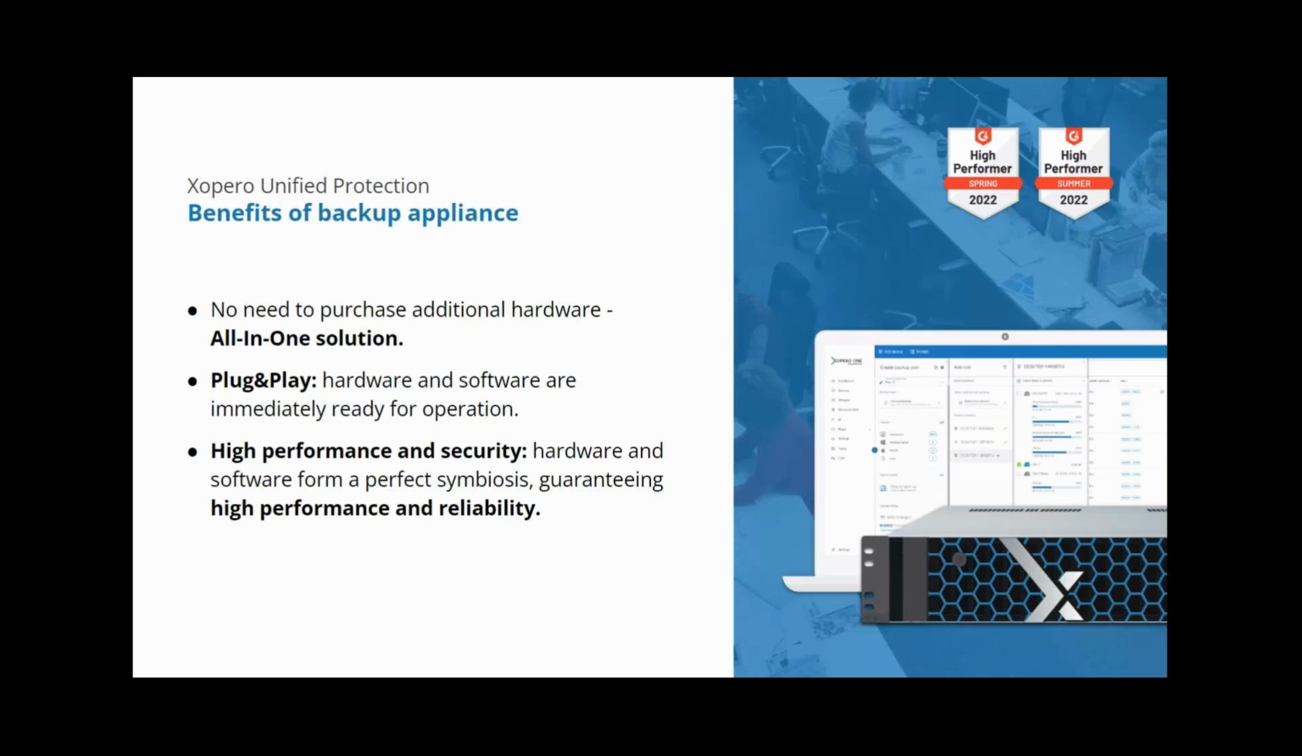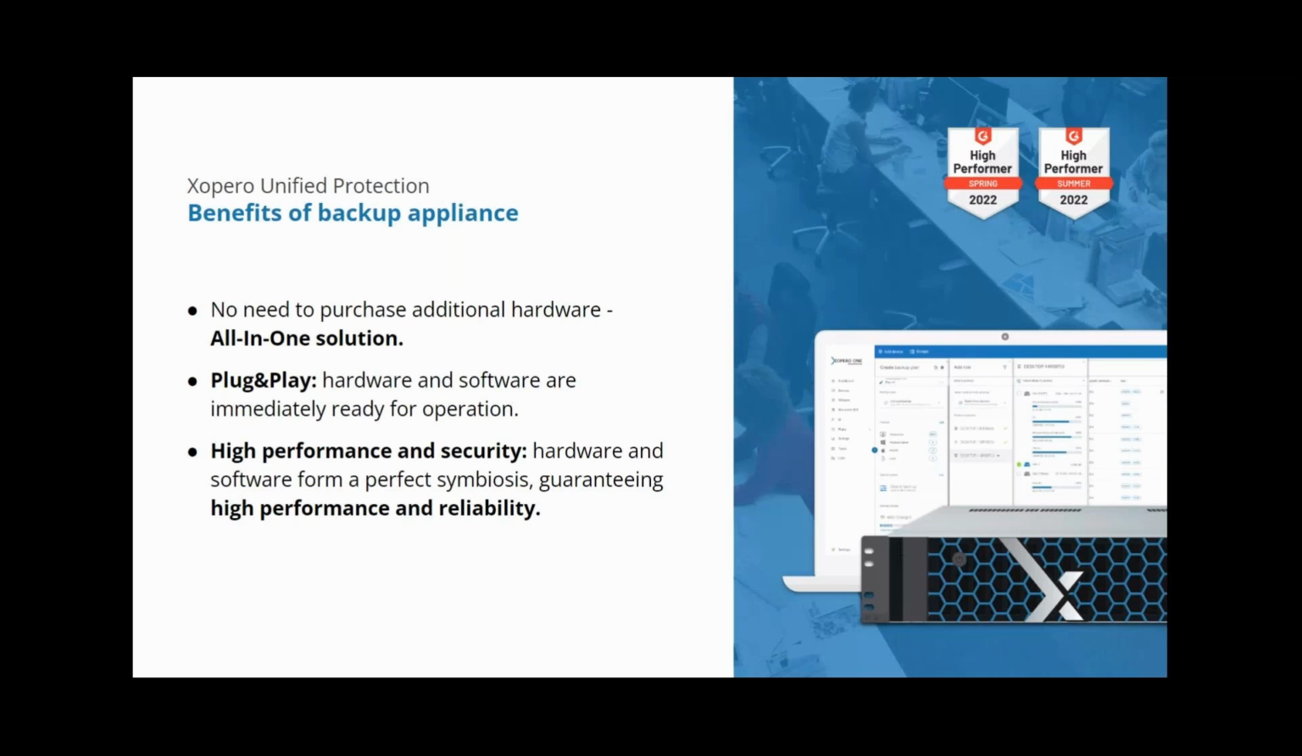And most importantly, it's not just a hardware backup appliance. It's way more than that. The hardware layer is specifically designed to be integrated with our software, and thanks to that, the entire solution guarantees the highest level of performance and reliability along with advanced security features. So that is by far the best way to perform Xopero backup available. Thanks to that, both backup and restore tasks are done faster, and you can be sure that the backups of your customers are consistent and possible to be restored.